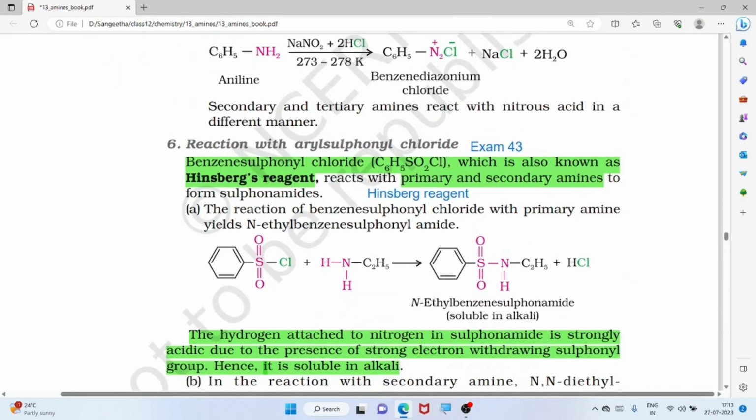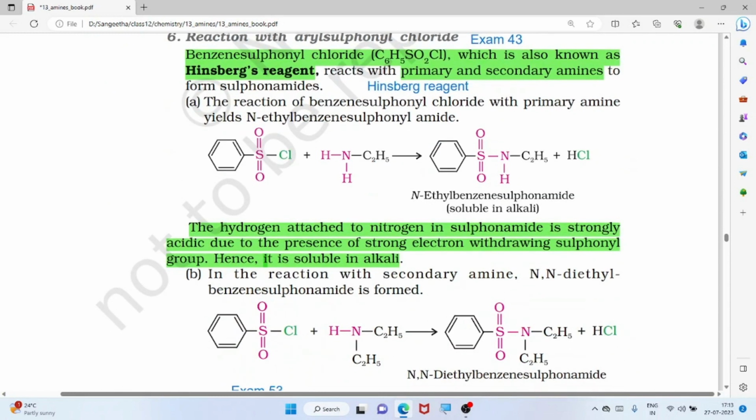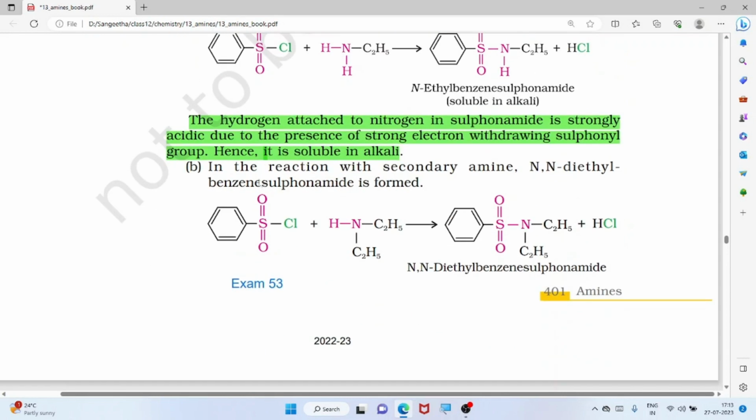Reaction with benzenesulfonyl chloride, that is the Hinsberg reagent. The reaction with primary amines produces this salt. The hydrogen attached to the nitrogen in the sulfonamide is strongly acidic due to the presence of the strong electron withdrawing sulfonyl group. Hence, it is soluble in alkali.